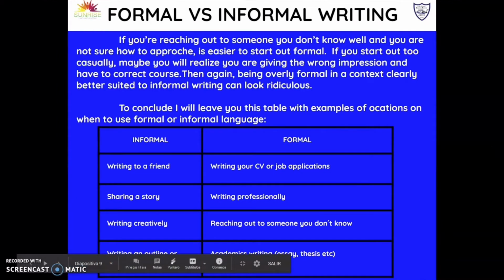Here are a couple of examples of when to use informal and when to use formal writing. When we're talking informal, like I said, it's when writing to a friend. If we're talking about formal, it's when you're writing your CV or your job applications. Informal, sharing a story, writing creatively, maybe writing a draft or an outline for something. Formal, when you're writing to a professional, when you're reaching out to someone you don't know, when you're doing your academic papers like essays, theses, lab reports, those types of things.